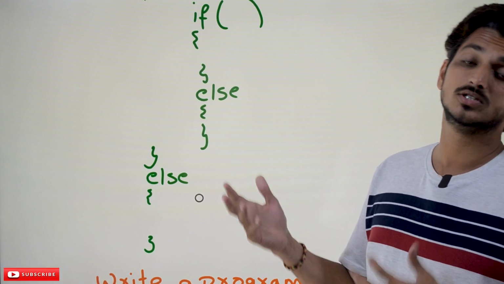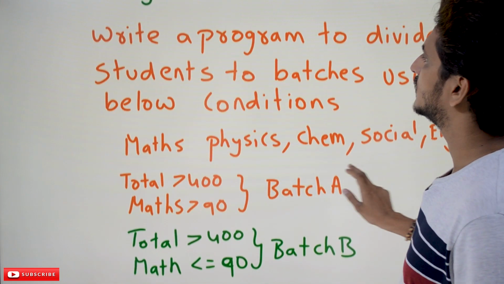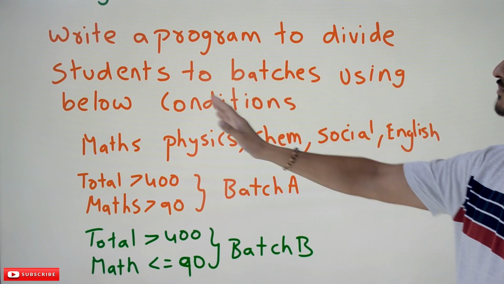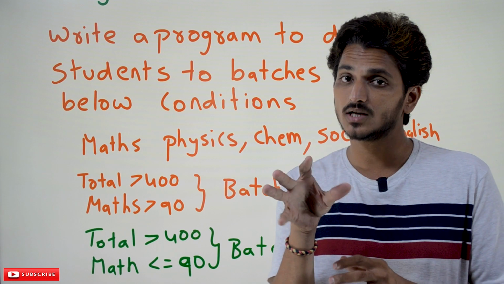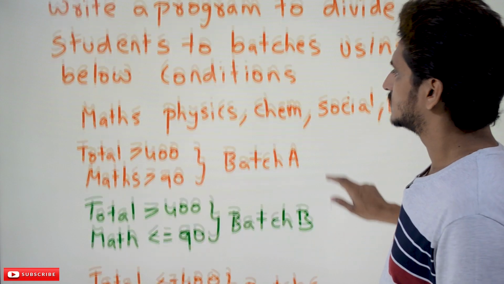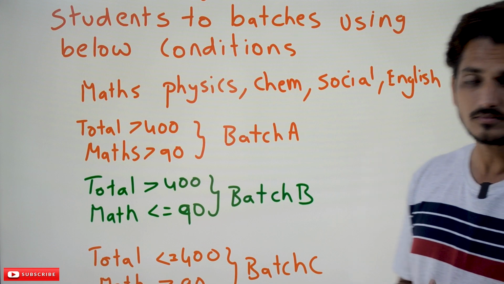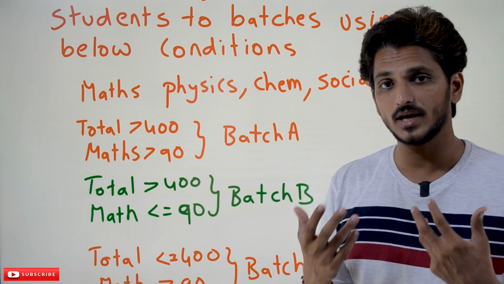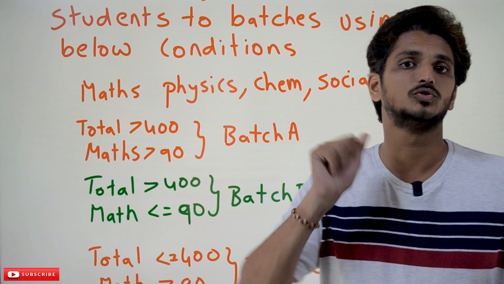So in which situations is this nested if good? Let's try to understand with an example. Write a program to divide students into batches using the below conditions. They are going to provide you the student marks. According to the marks, we have to divide them into 4 batches. They are going to provide you the maths, physics, chemistry, social and English marks. Input is these marks. Output, what does our code have to provide? It has to provide which batch he belongs to.